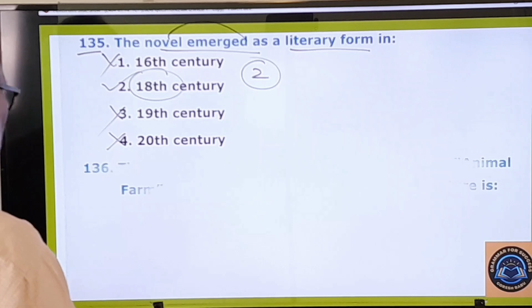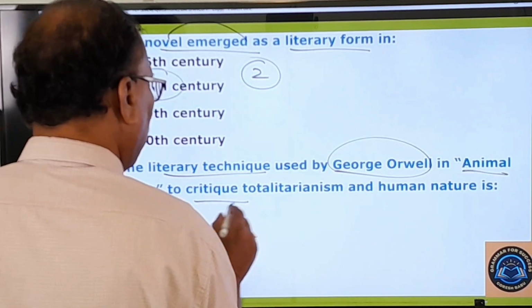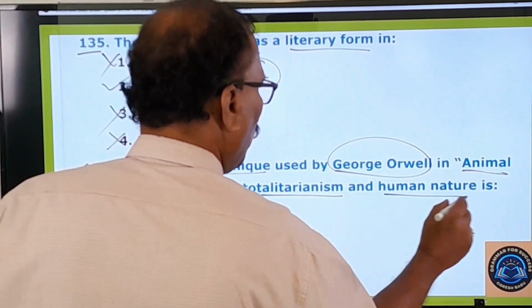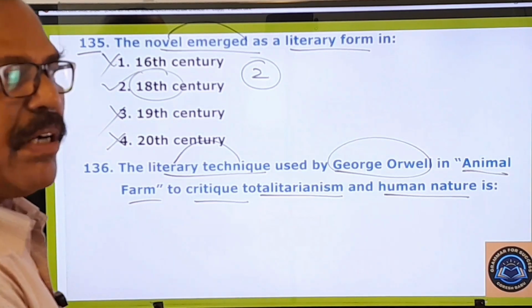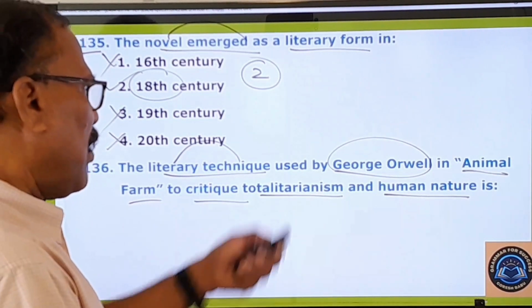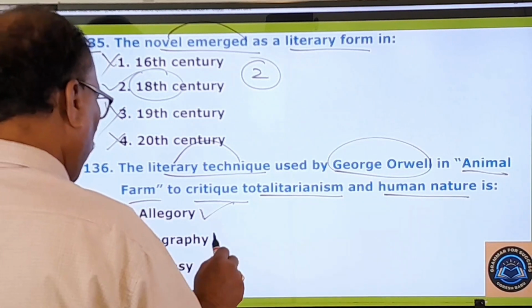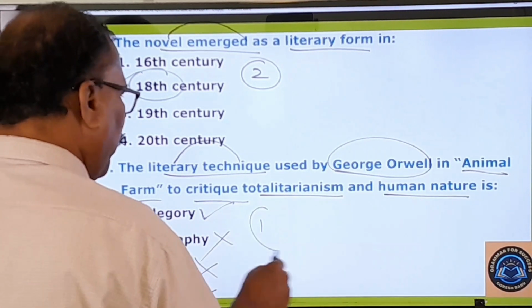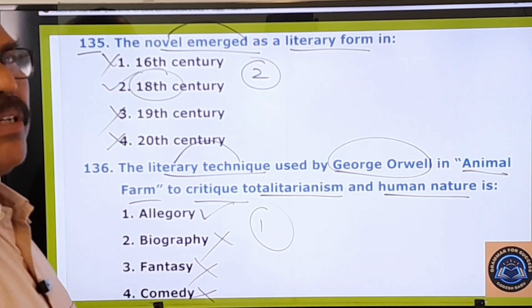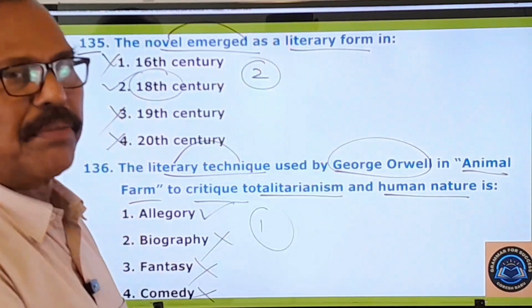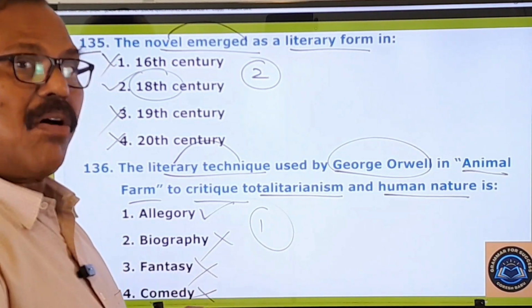136th question. The literary technique used by George Orwell in Animal Farm to criticize totalitarianism and human nature. What is that literary device he has used in Animal Farm? This is also there in our syllabus. That's allegory. Allegory, yes. Biography, no. Fantasy, no. Comedy, no. So the very first one is your answer. Everybody knows about this. It's an allegory. Allegory means a symbolic representation of some story. Also, Absalom and Achitophel is there, and it is also an allegory.